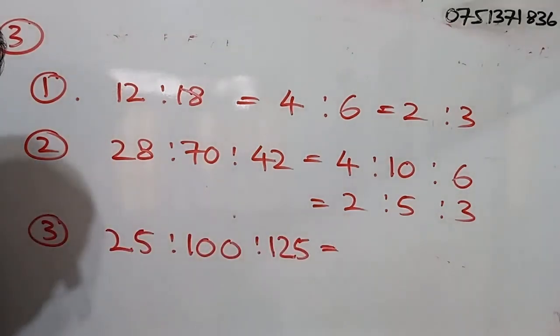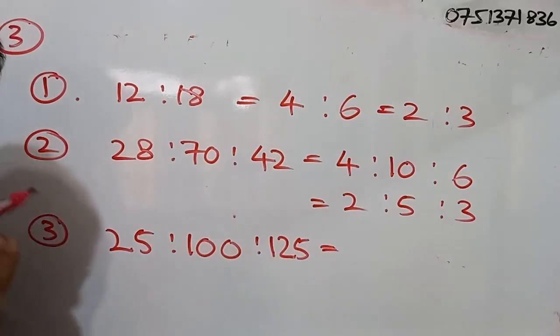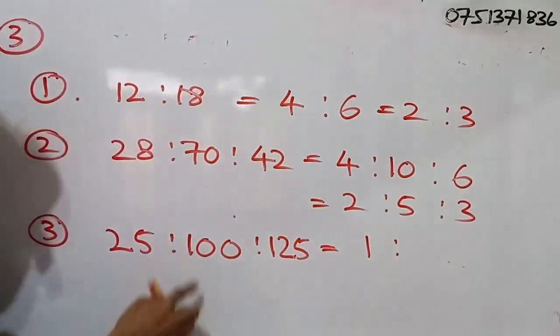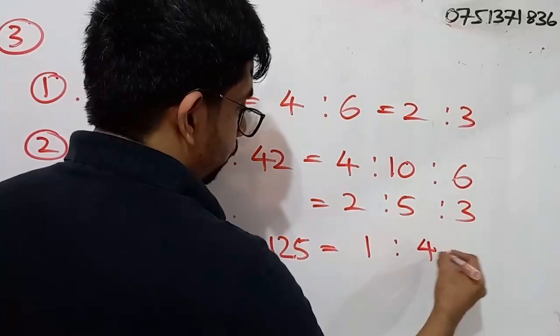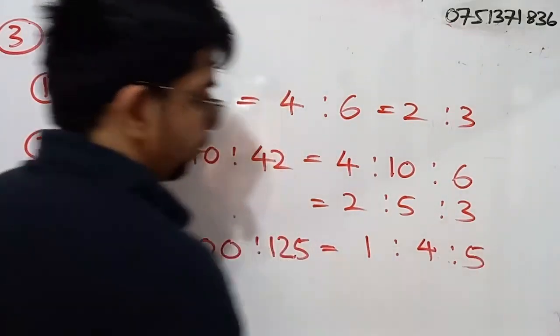Right. So part 3. So this ratio has 3 terms. So I can divide each of them by 25. 25 divided by 25, I get a 1. 100 divided by 25, I get a 4. 125 divided by 25, I get a 5.